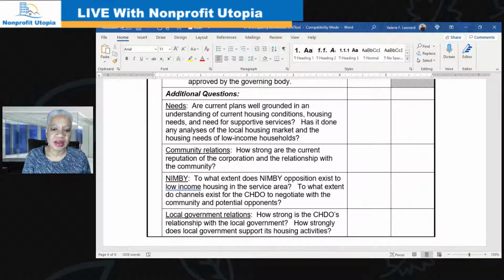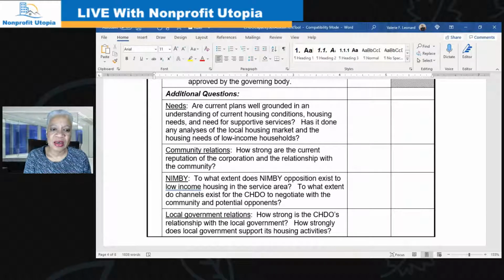Additional questions for the needs. Are current plans well grounded in an understanding of current housing conditions, housing needs, and the need for supportive services? Have you done an analysis of the local housing market and the local needs of low income households? Which I think is a very good question. Now, if you're not doing housing, you can adapt this question and make sure that you are, in fact, doing community needs assessments for whatever your services are.